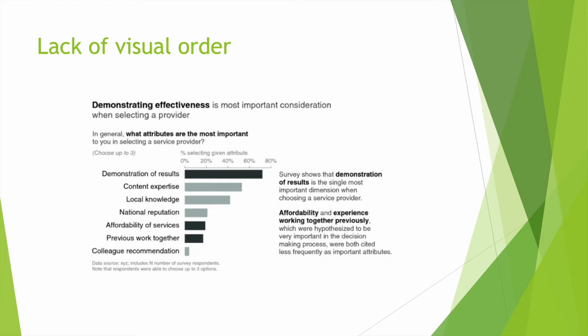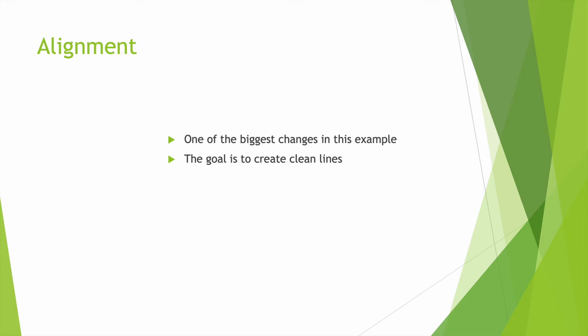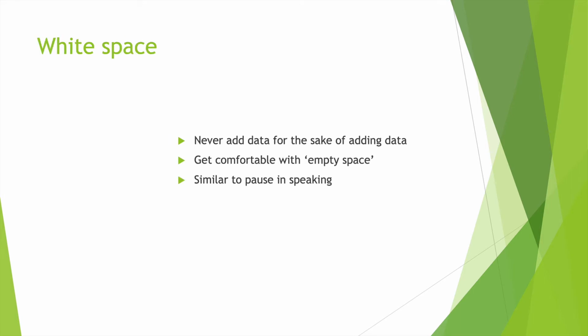Another one is demonstrating effectiveness as the most important consideration when selecting a provider. It's important when someone is choosing a provider, say they're choosing health insurance, whether they're choosing Highmark, UPMC, United Healthcare, whoever. This provides a good understanding of what that benefit equals. One of the largest changes is in this example. So the goal is to create a clean line, something clean.